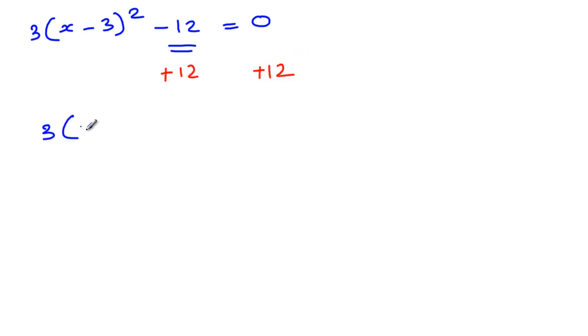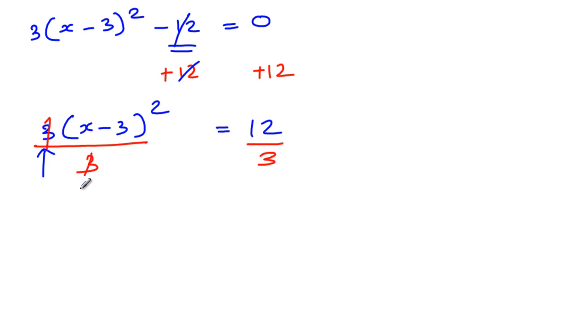This will be like this: 3(x minus 3) whole square, 12 cancelled, is equal to 12. Now I have to remove this value. So what I will do, I will divide both the sides by 3. So divided by 3, divided by 3, 3 cancelled. This will be (x minus 3) whole square is equal to 4.